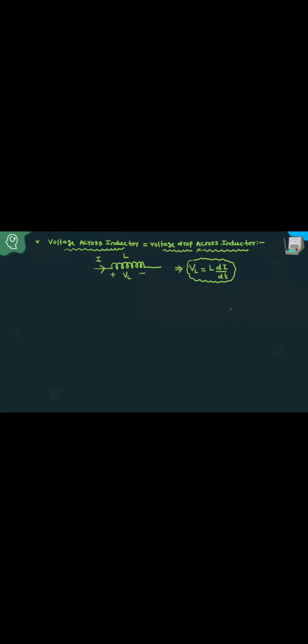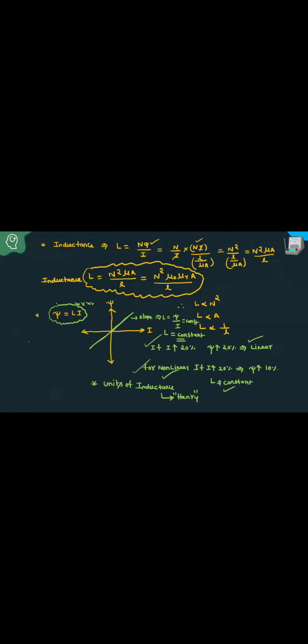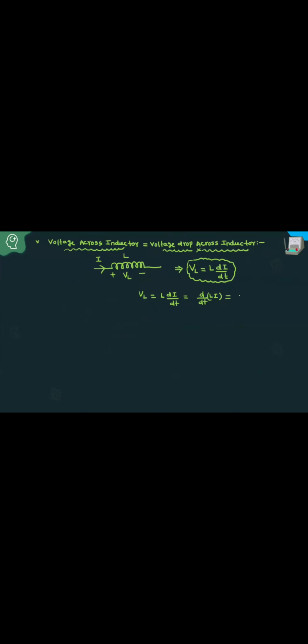We can also write VL equal to L into di by dt, which can also be written as d by dt of Li. What is Li, friends? Psi equal to Li. So this is also equal to d psi by dt. The voltage across the inductor is also equal to d psi by dt.